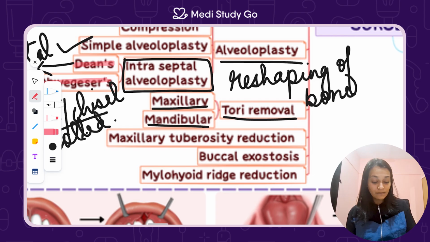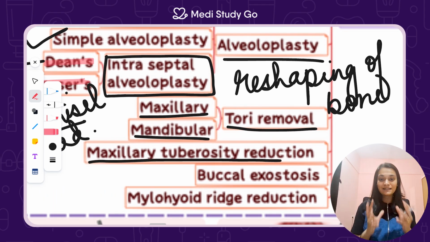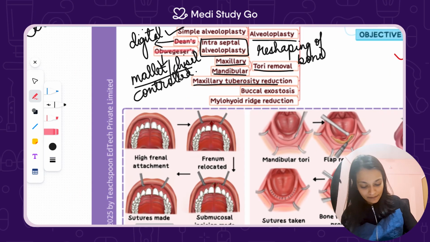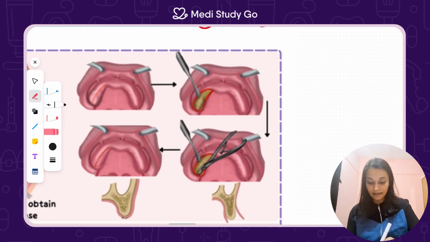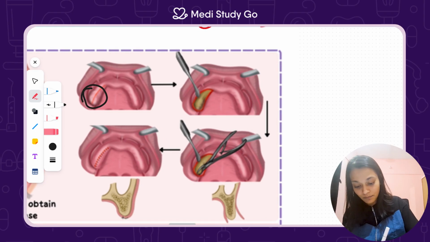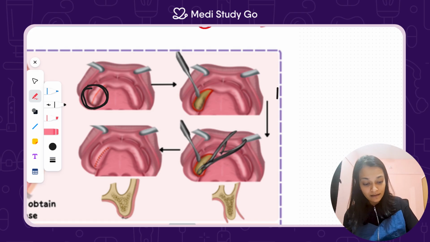Another tissue that needs to be reduced, if at all there is excessive deposition of bone in that area, is the maxillary tuberosity. So let's see how a maxillary tuberosity will lead to instability. Here what you see is a bulbous maxillary tuberosity. The first step would be raising the flap.